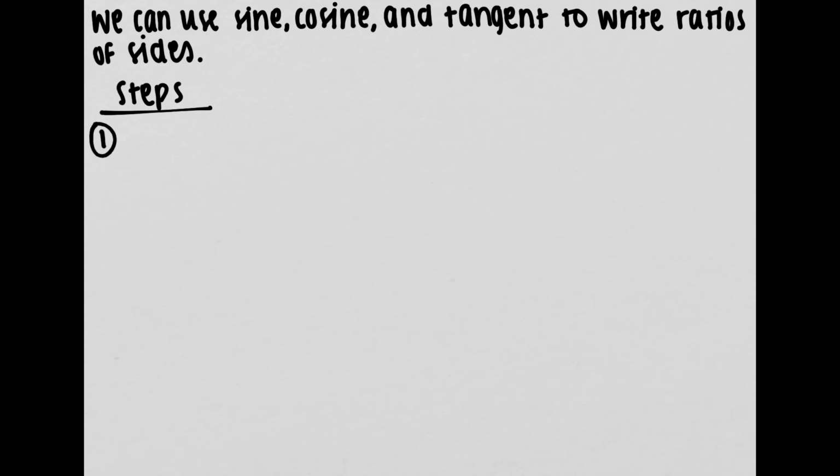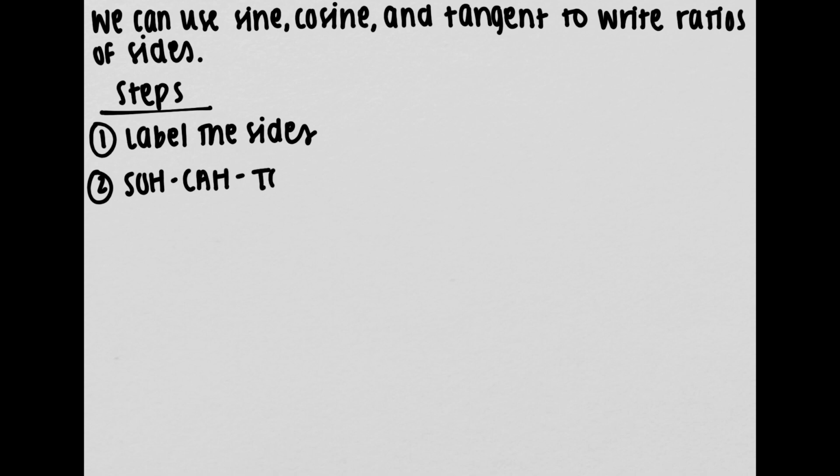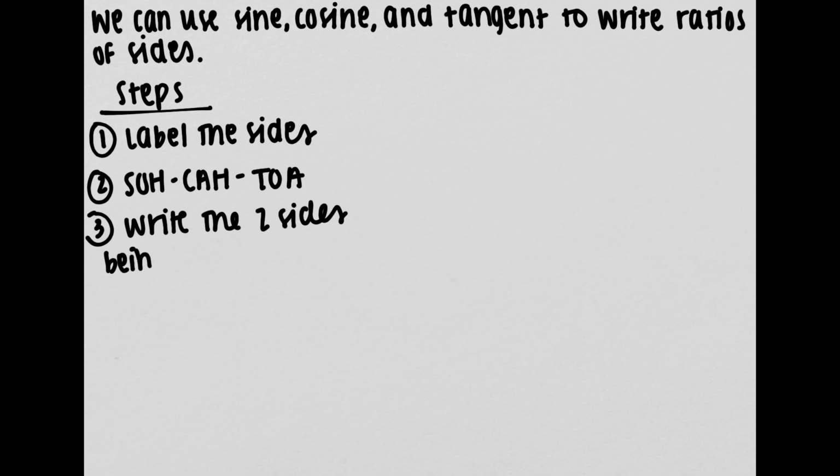Your first step is what we've already practiced, and you're going to label the sides. And remember, you're labeling them according to that angle of interest or the angle that we identify. Your step number 2 is you're going to remember your SOHCAHTOA. You need to make sure you're keeping that in mind always here with the trig. And you're going to identify which two sides you have. And your third and final step is to write the two sides being used as a reduced ratio.